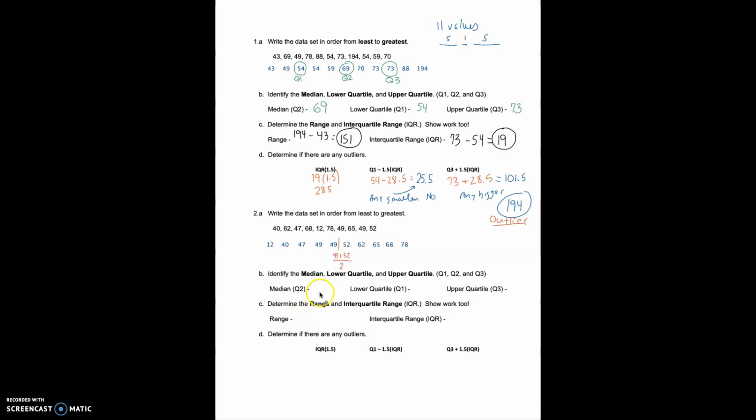There we go. So 49 and 52 divided by 2 will give us 50 and a half. I always like drawing a line if I have two middle numbers and circling if I have one. So we have 5 values now in our lower half. So we want to find the middle term of these 5 values, and that would be the number 47. So that would be our quartile 1.